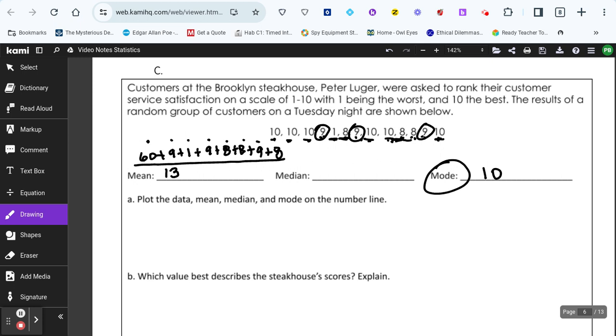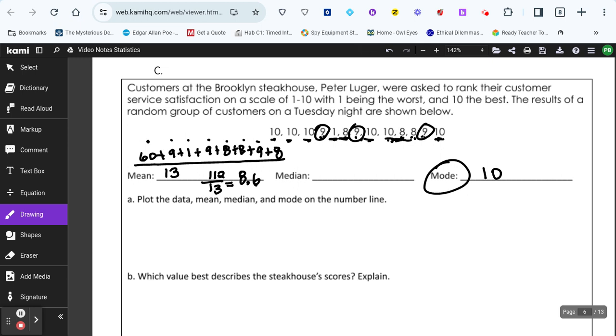That's going to be 112 divided by 13. Let's see what that gives us. 8.6. Well, most of the scores are like 10, so 8.6 is pretty low. But most of them, 6 of them actually, are 10s.